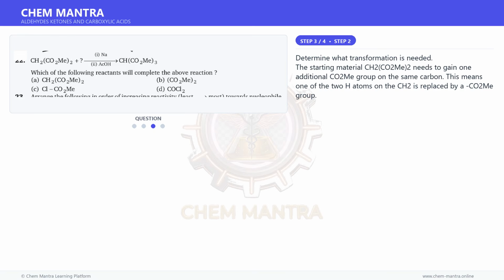Moving on to the next step. Determine what transformation is needed. The starting material CH2(CO2Me)2 needs to gain one additional CO2Me group on the same carbon. This means one of the two H atoms on the CH2 is replaced by a CO2Me group.